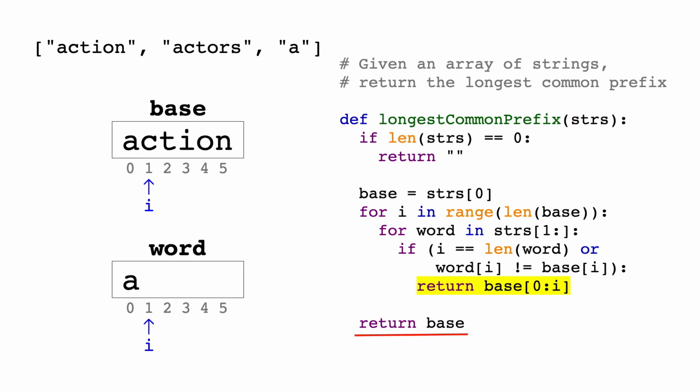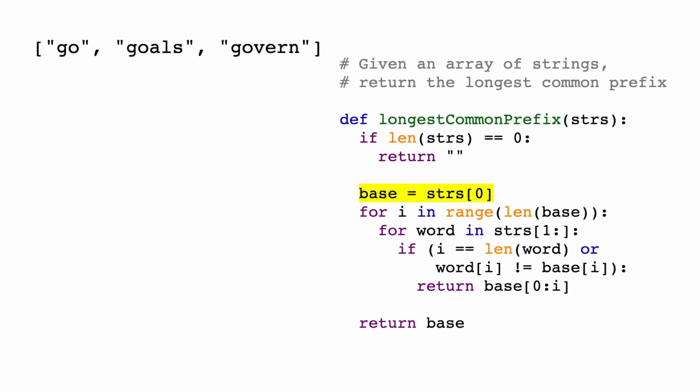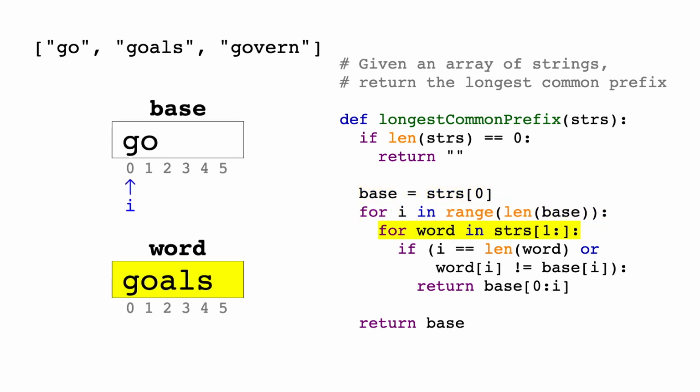Now, what about this last part at the end? Well, if we get to this point, that means that the entire base word was the longest common prefix. Let's do one more example to demonstrate this. Let's say the words are go, goals, and govern. Go becomes the base word, and we'll loop through and make sure that all of them start with G. Then we'll look at the next character and make sure that they are all O. At this point, the outer loop ends since we've traversed the entire base word, and we go to the last line of code. At this point, we know that the base word is the shortest word, and the base word itself is the longest common prefix. So we'll just return the base word, go, and we are done.